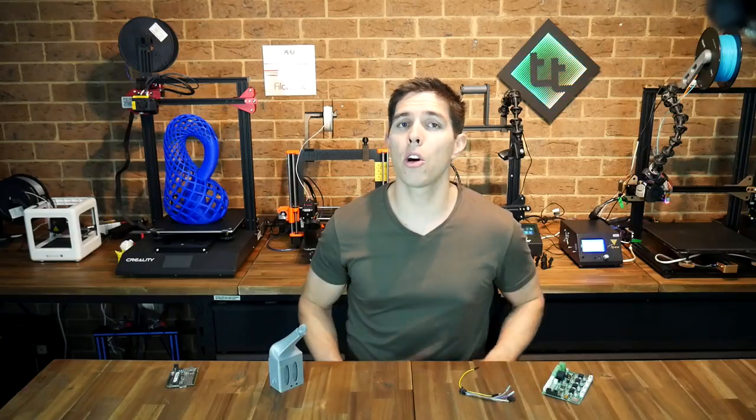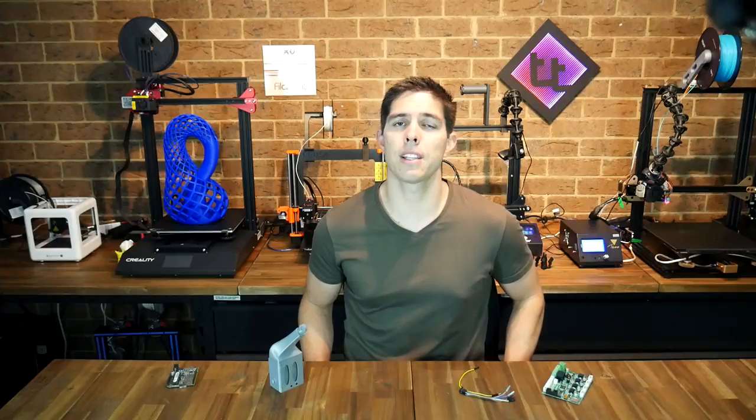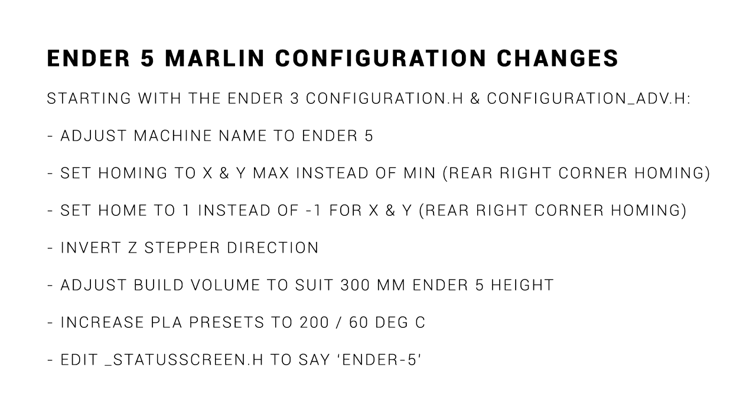If you're planning to make your own version of the Marlin firmware for the Ender 5, just for reference, here's a list of the steps that I undertook to get it working on this printer. Firstly, I have to acknowledge Keith B, because I started with his Ender 3 configuration and configuration advanced files. I adjusted the machine name to Ender 5, I set the homing to X and Y max instead of min, I also set home to 1 instead of minus 1 for X and Y, and that's because this printer homes in the rear right instead of the front left.